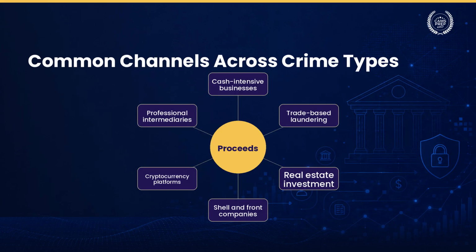Regardless of the predicate crime, proceeds tend to flow through a common set of laundering channels. At the center are the proceeds themselves. Radiating outward, we see cash-intensive businesses used to commingle funds, trade-based laundering to move value across borders, real estate investment for high-value placement, shell and front companies to obscure ownership, cryptocurrency platforms for pseudonymous transfers, and professional intermediaries, lawyers, accountants, real estate agents who may wittingly or unwittingly facilitate the process. Recognizing these channels helps you spot laundering regardless of which predicate crime generated the funds.